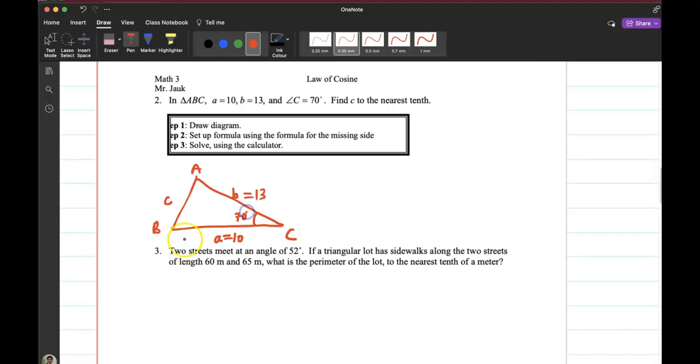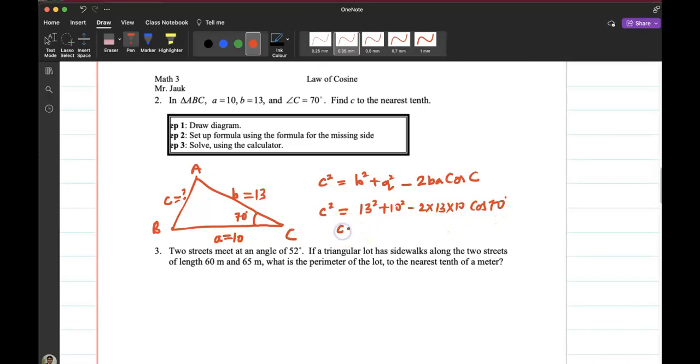C is equal to 70 degrees. Find out c to the nearest tenth. So what formula? Cosine rule, since you're finding c. c squared is equal to a squared plus b squared minus 2ab cos C. Substitute: c squared, which we don't know, is equal to 13 squared plus 10 squared minus 2 times 13 times 10 times cos C.